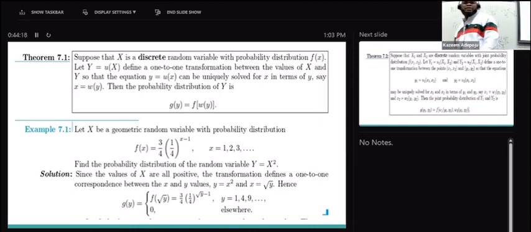Any question on that? That's super easy, right? Okay. It's super easy when we're working with discrete, and when we're working with one-to-one.